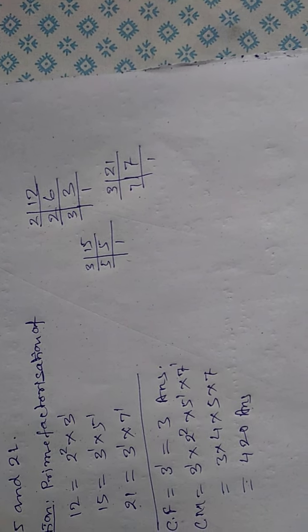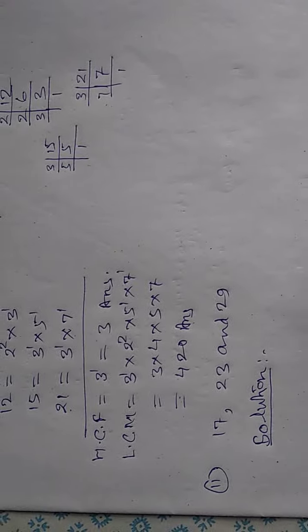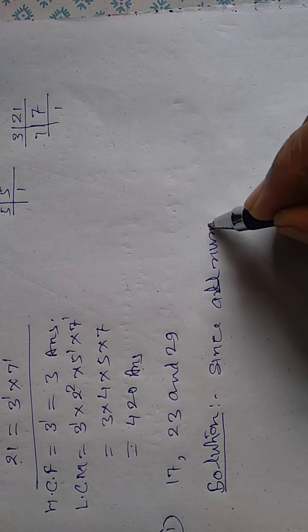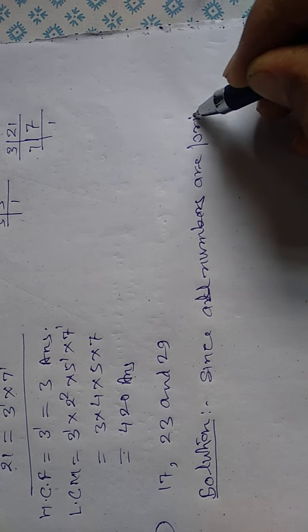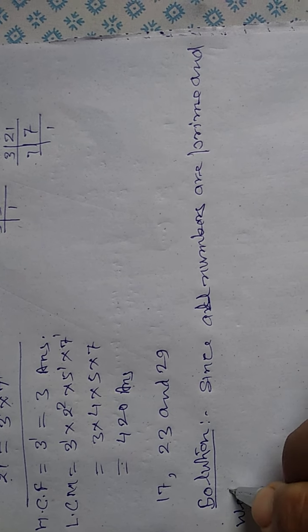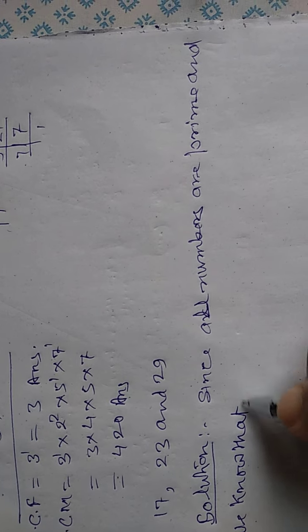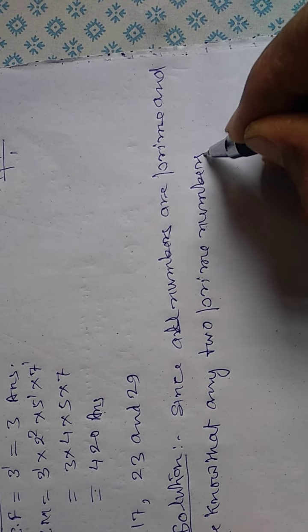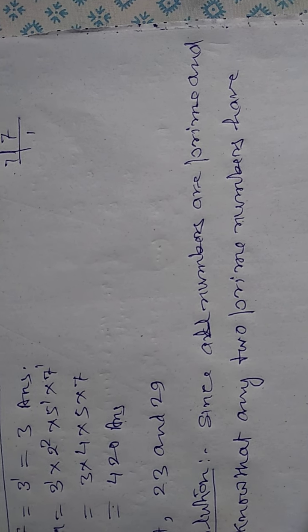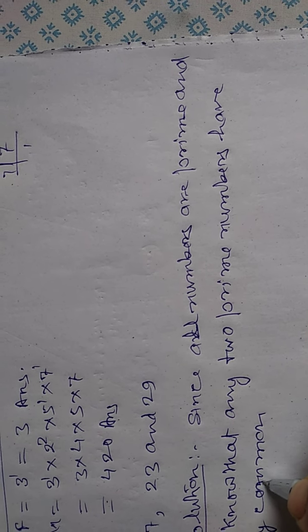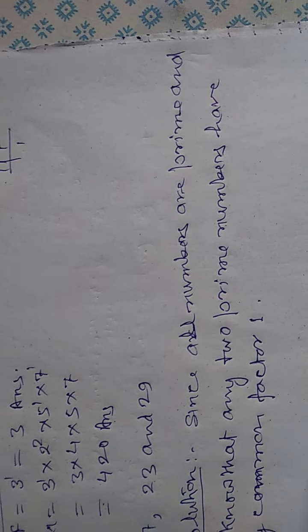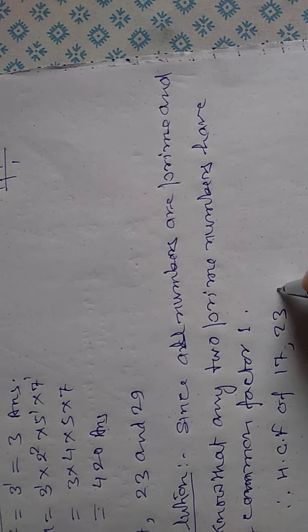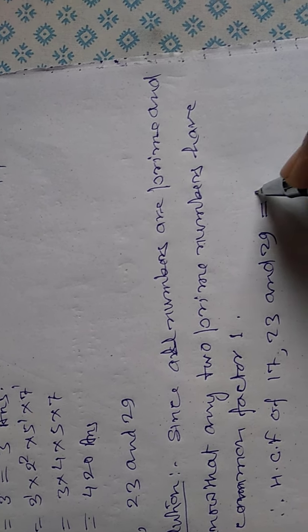Now number 2. Since all numbers are prime and we know that any two prime numbers have only common factor 1, therefore HCF of 17, 23 and 29 is 1.